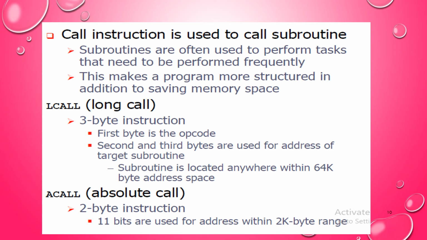So LCALL is a 3 byte instruction again. The first byte is the opcode, the second and third bytes are used for the address of the target subroutine. The subroutine is located anywhere within the 64 kilobyte address space. And ACALL is an absolute call. So LCALL and ACALL, two are there. ACALL is a 2 byte instruction. 11 bits are used for the address within a 2 kilobyte range. This is very, very specific as far as LCALL and ACALL are concerned.